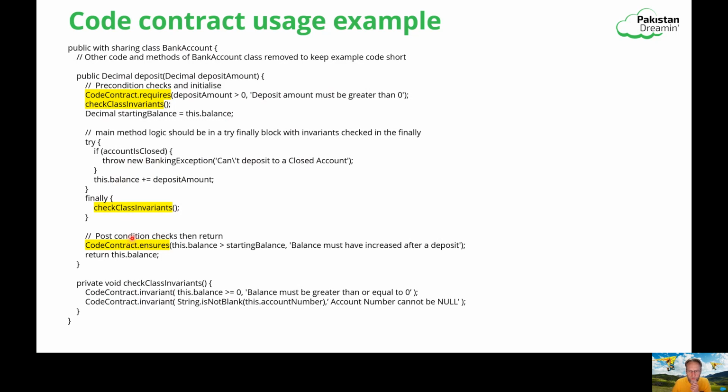Then we come to the postcondition checks. Again, here's where you would have all your code contract ensures checks. In this case, we're just checking that the ending balance is greater than the starting balance. It must have always increased after a deposit. And then we're going to return a return value. So that's it, basically.